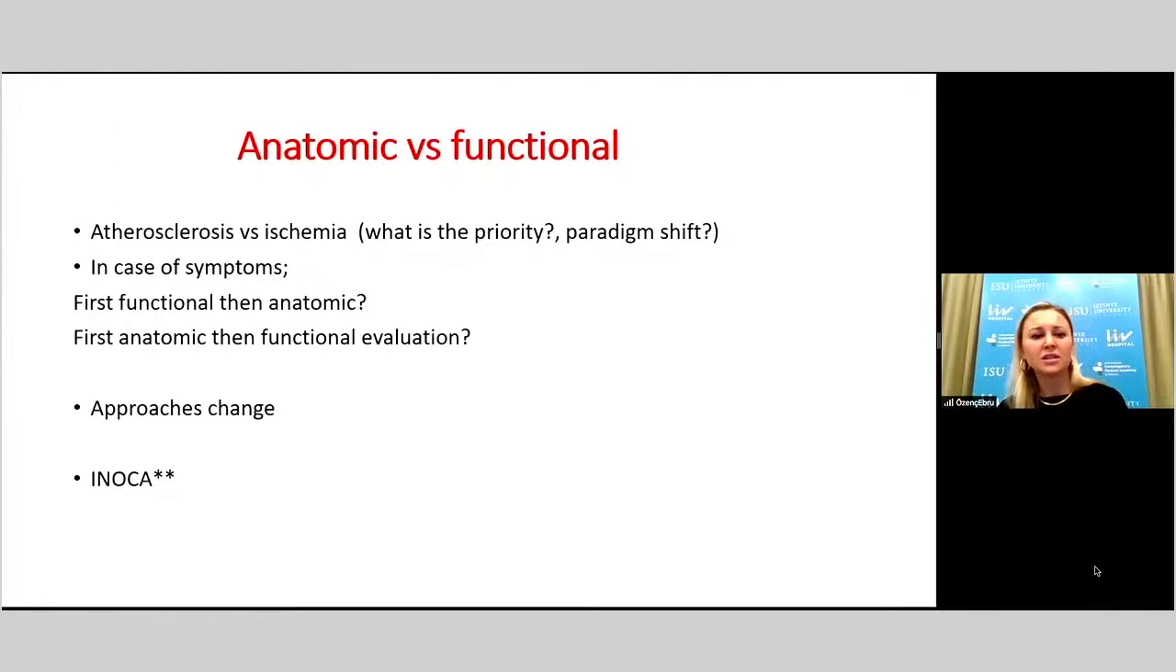So, in CT angiography, we perform it, and later we get the anatomical results. The quality of the anatomical results is much more important for us. We define the stenosis inside the vessel, but if there is atherosclerosis there, is it clinically important or not? We should decide about that. To decide about the importance of the atherosclerosis narrowing, we should first decide if there is a symptom or not.